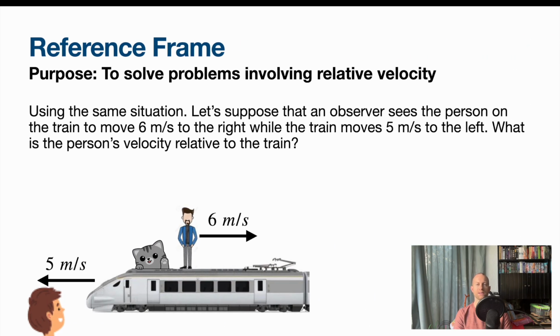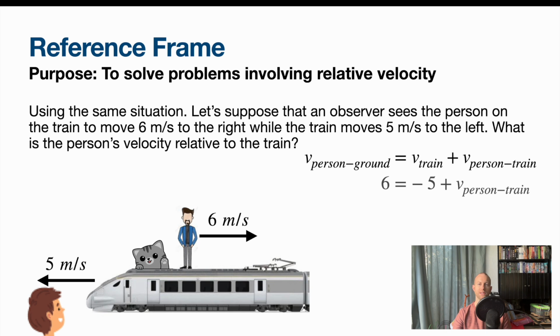Let's do the same thing, except now the person on the train is moving to the right, 6 meters per second, while the train is still moving 5 meters per second to the left. So again, notice here, the observer sees the person moving 6 meters per second to the right. I didn't say it's 6 meters per second relative to the train. I said it's relative to the ground. So now I want the velocity relative to the train. So we're going to use the exact same equation. We're just given different numbers.